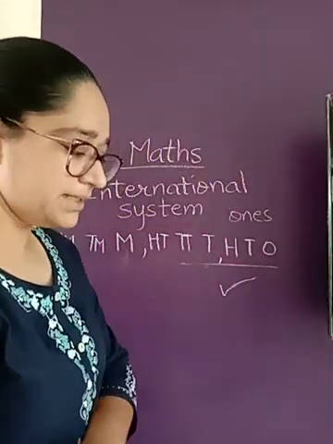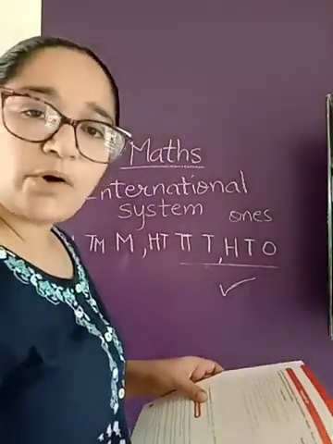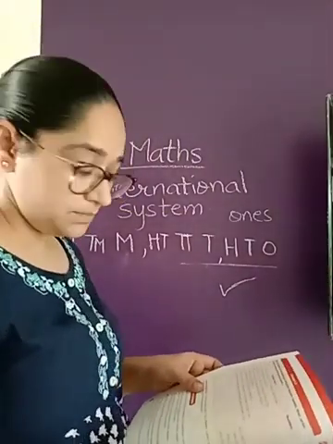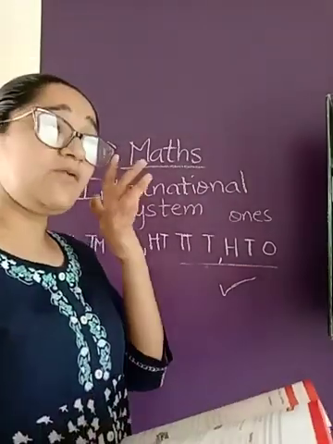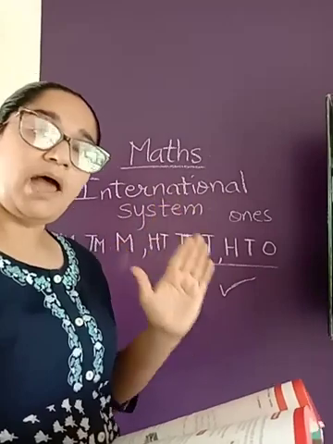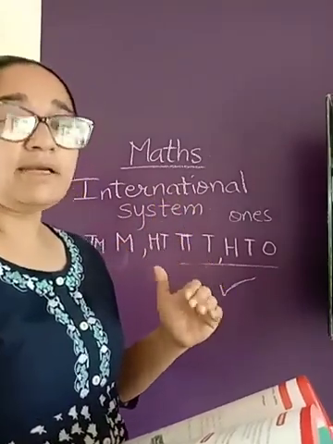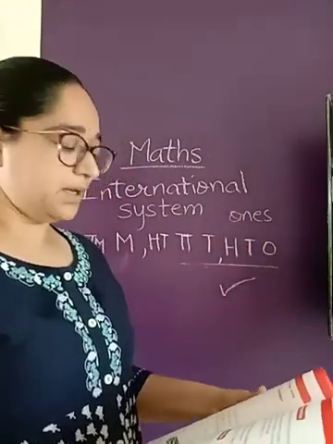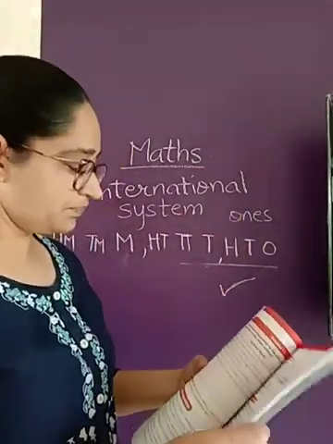Okay, so let's see. In exercise number 1.3, write the numbers corresponding to the given number names. Also write the number names of the given numbers. So what they want you to do is, you have to write the number name and you have to write the numbers for the given number name. First they have given you number names. Let's see the first one.